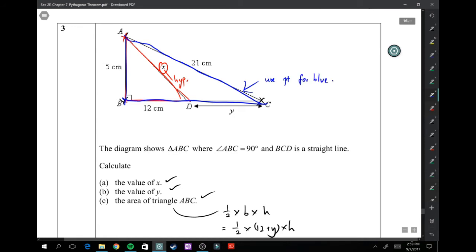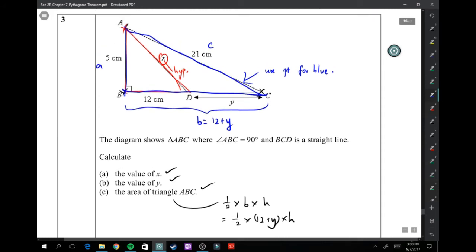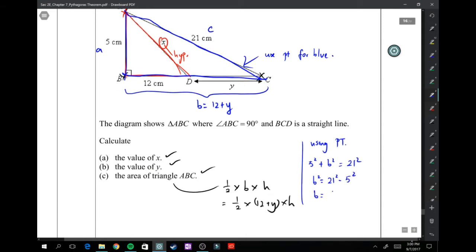Okay, but please take note that for the blue one, if this is A and this is C, then B equals 12 plus y. Or you can just simply do this, I'll just do it for the blue one. So using Pythagoras theorem, we have 5 squared plus b squared equals 21 squared. From here we can find b squared equals 21 squared minus 5 squared, so b equals something.